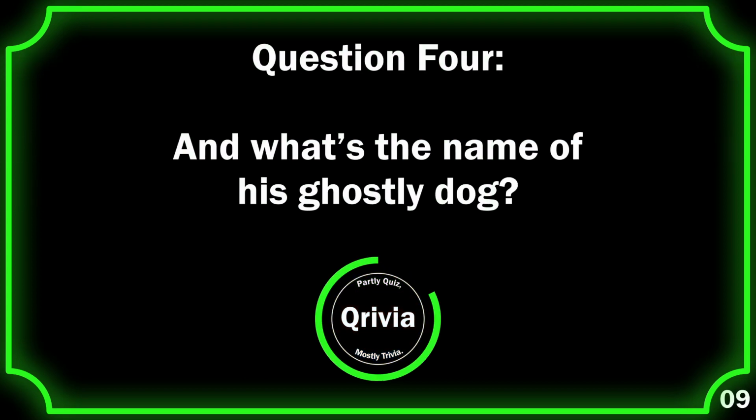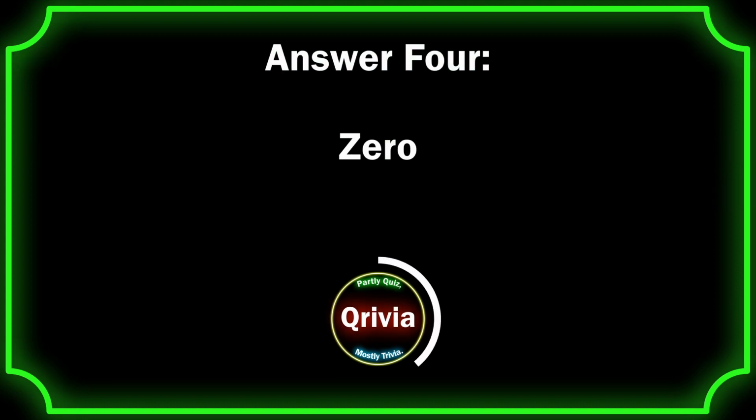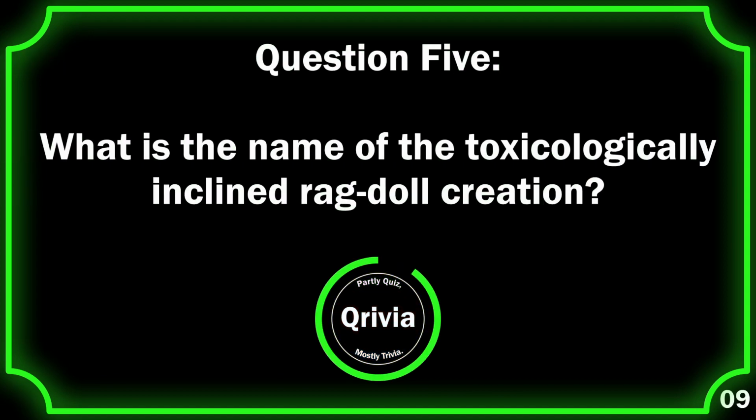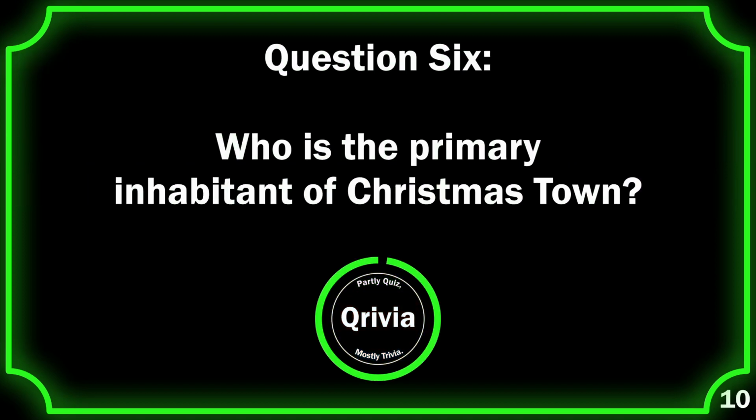Question four. And what's the name of Jack Skellington's ghostly dog? Zero. Oh, what a good boy. Such a good pupper. Question five. What is the name of the toxicologically inclined ragdoll creation? Maybe she was born with it. Maybe she's Sally. She's pretty cool aside from the poisoning everyone.